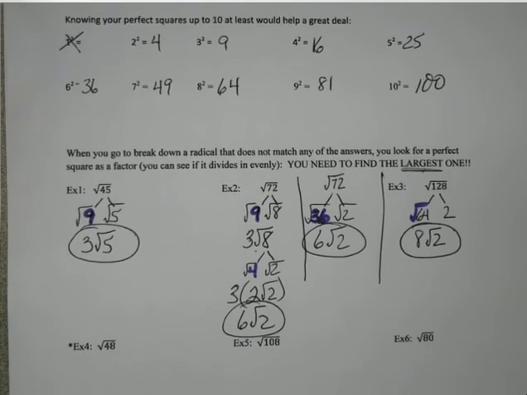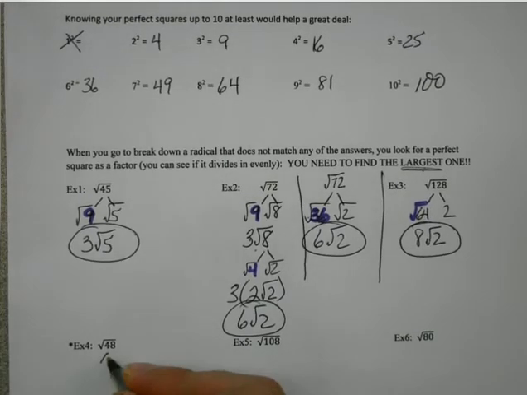Okay, one last one with 48. Now think about this for a minute. I'm going to pause for a moment because there's lots of numbers that will go into 48. Think of the biggest one that's in our perfect square list up above that goes into 48. Which one is it? Is it 4? 4 goes in. And there's a better one, and it's 16.